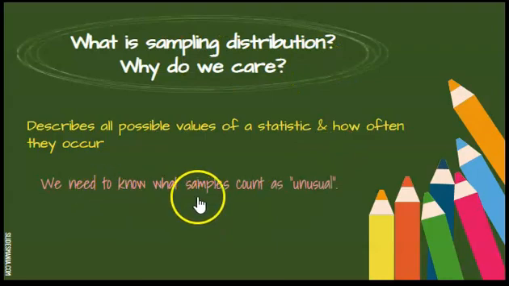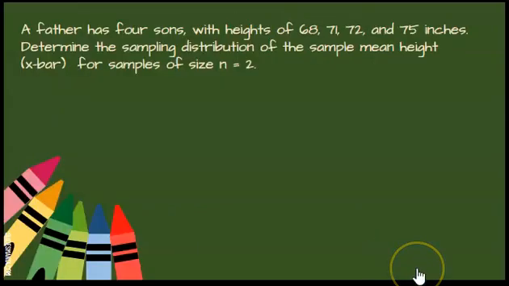We do this because we need to know what samples count as unusual. They all kind of hover around one value, but then there's one crazy one that's way out there. We can call that unusual, but we won't know until we create the distribution of a bunch of samples at once. Okay, so let's look at this.